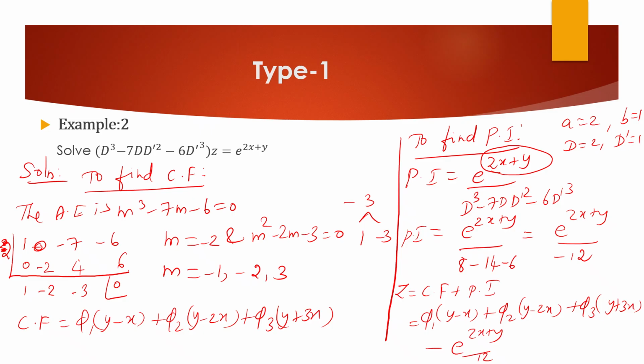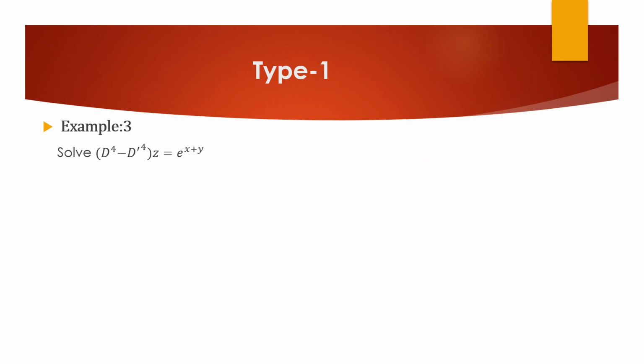Okay, now let us move on to the next problem. So this is our third example. So here we have D power 4 minus D dash power 4 into z is equal to e power x plus y.